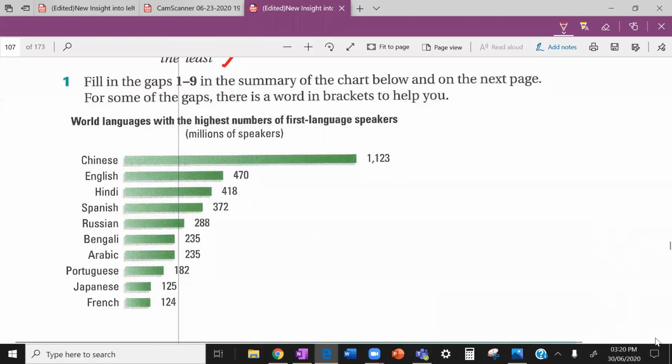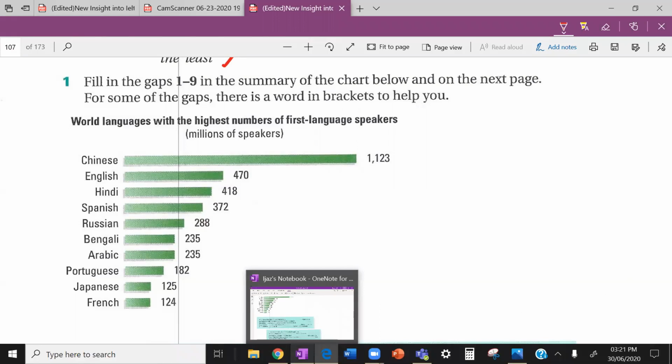Mariam says French is the least spoken language in the world with 124 million speakers. That's right. That's very right. Okay, now we move on. I will show you something here and we will make comparisons.